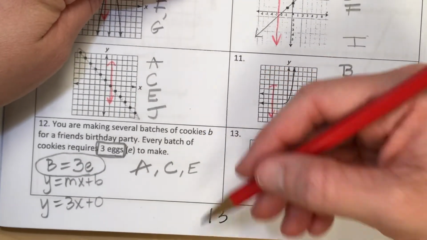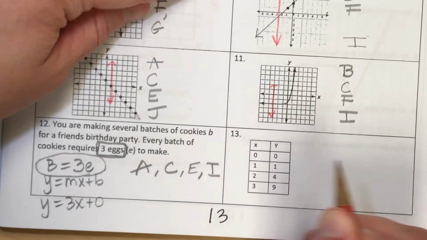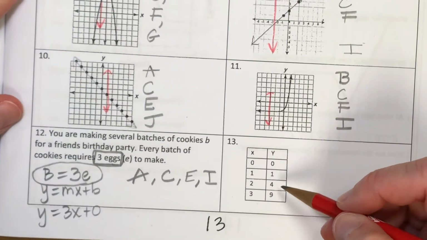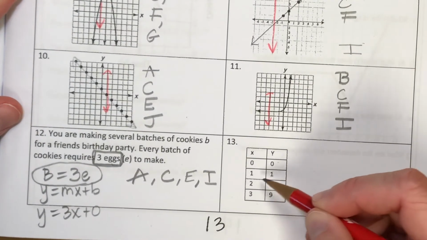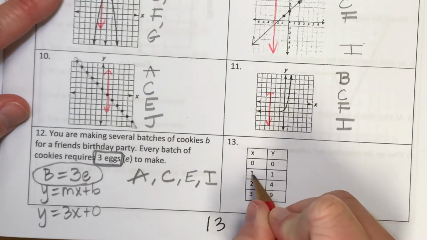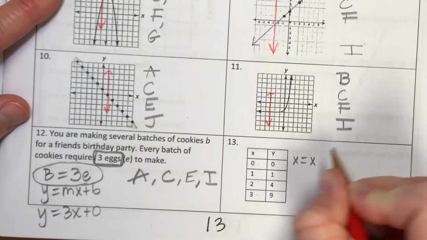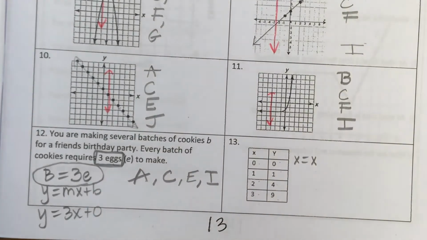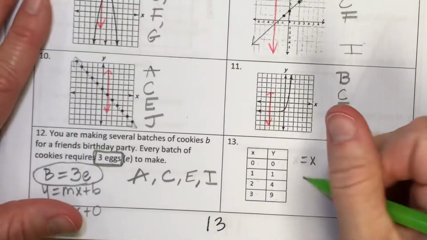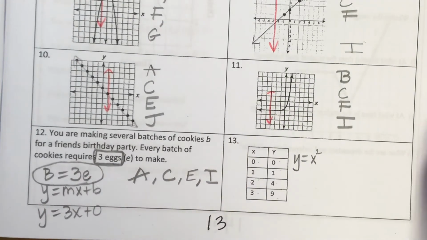And then as we are making more batches of cookies, I'm gonna need more eggs. So I would also class this as increasing, so letter I. Now the next one here is a set of points, 0 to 0, 1 to 1, 2 to 4, 3 to 9. If you notice what's happening is we're taking our value times itself. So this is y equals, oops, I didn't put the letter y, I put the letter x. Silly mistake. Let me fix that. Y is equal to this value times itself or squared.